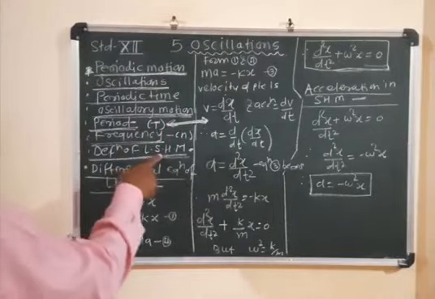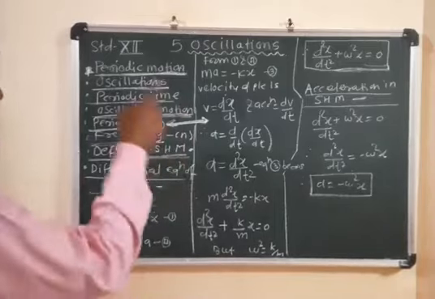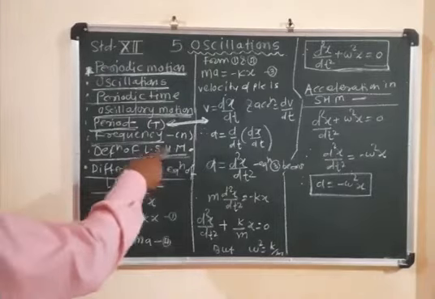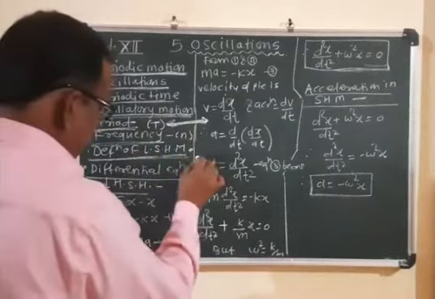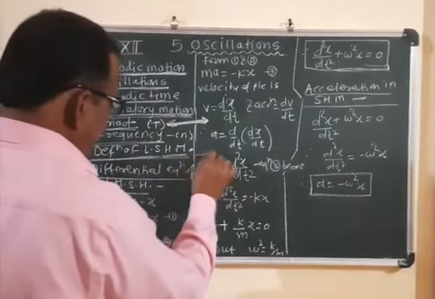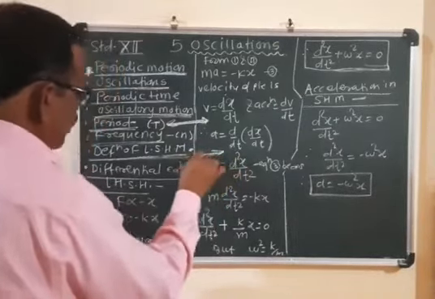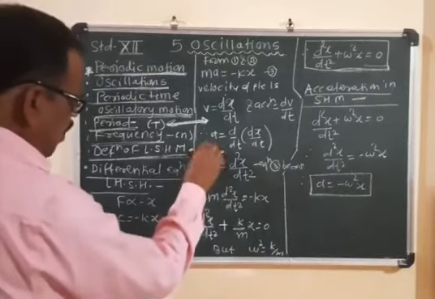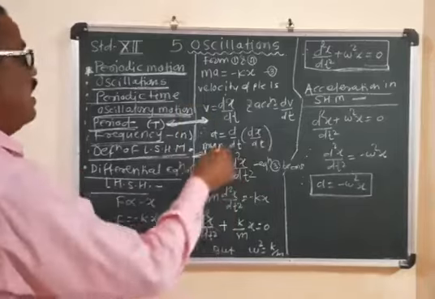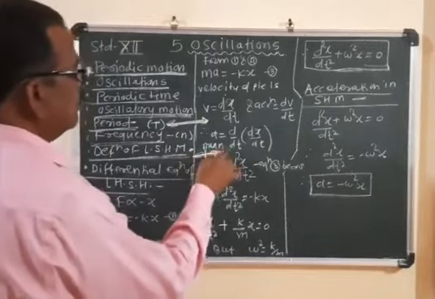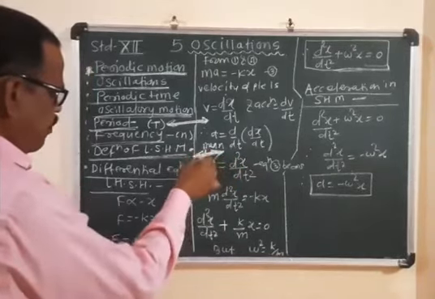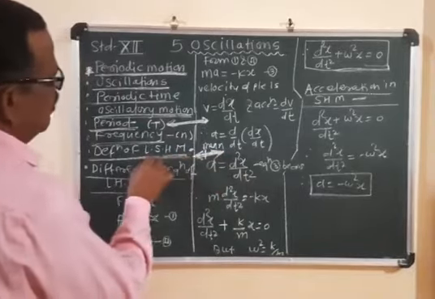The motion in which every particle of the body moves to and fro, oscillating about its mean position again and again along the same path and straight line. That type of motion is called linear simple harmonic motion.